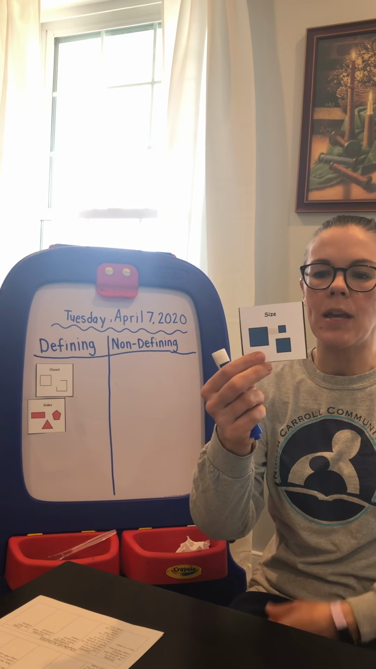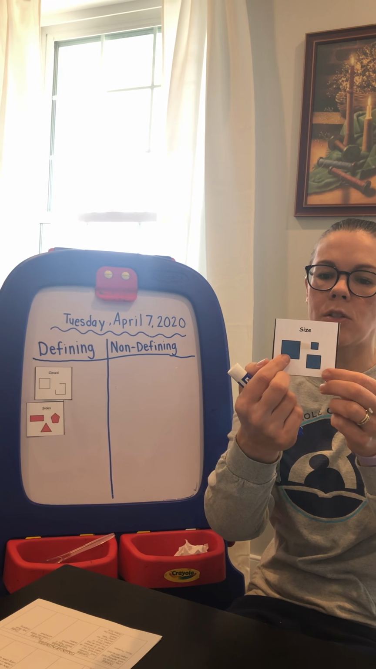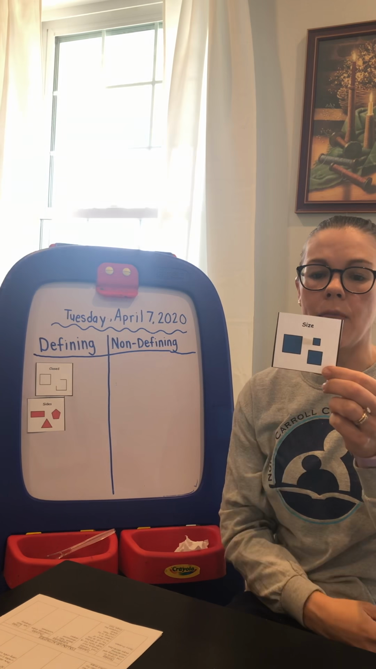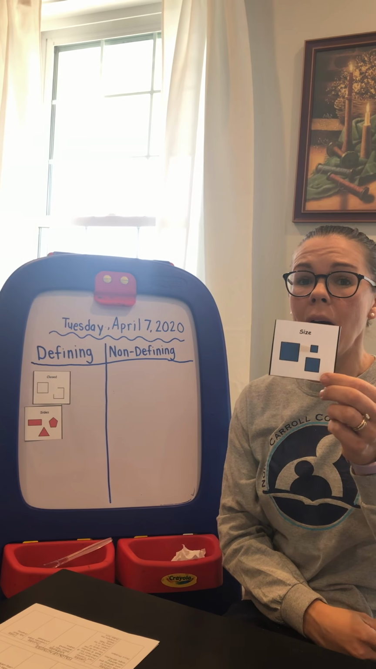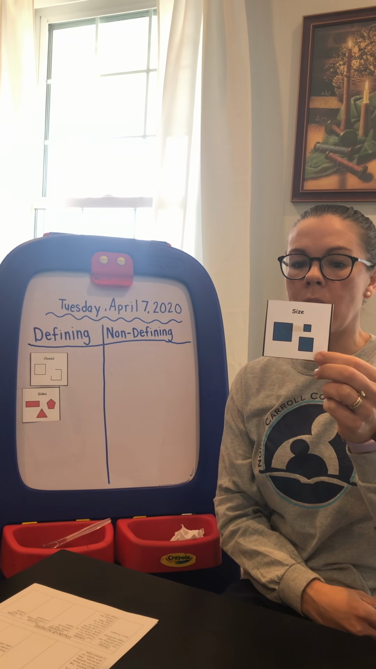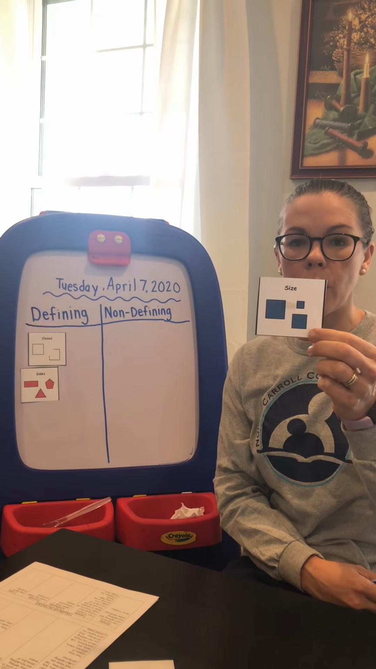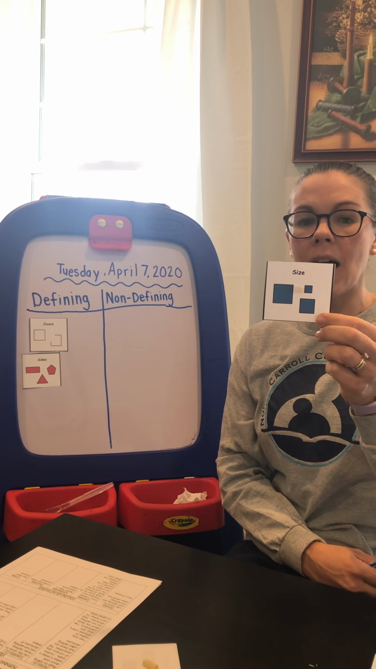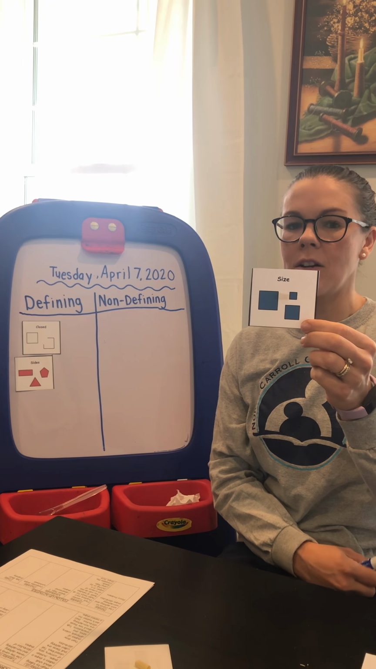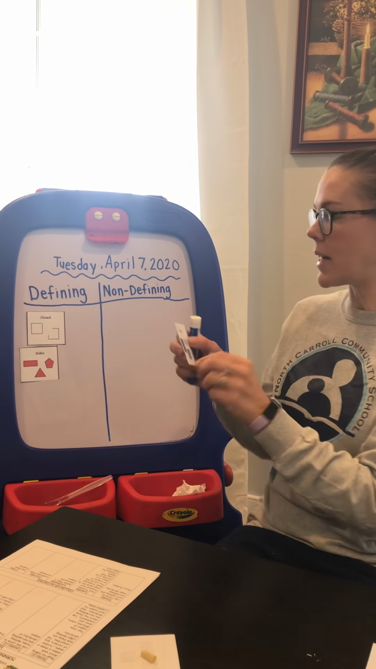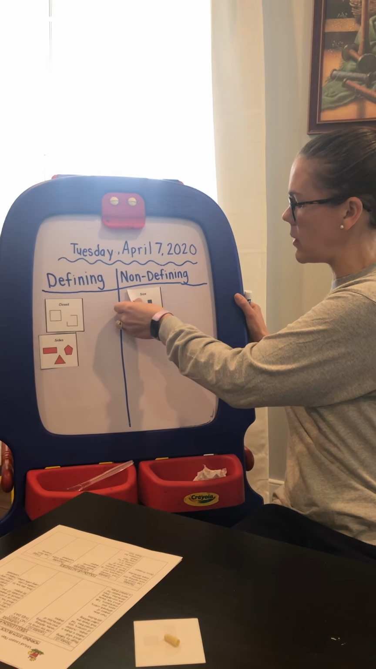All right, let's look at another one here. The size of a shape. You can see this has 3 different squares on it. They're all different sizes, but what defines them as squares are their 4 equal closed sides. The size does not matter. So that is a non-defining shape attribute, the size of a shape.